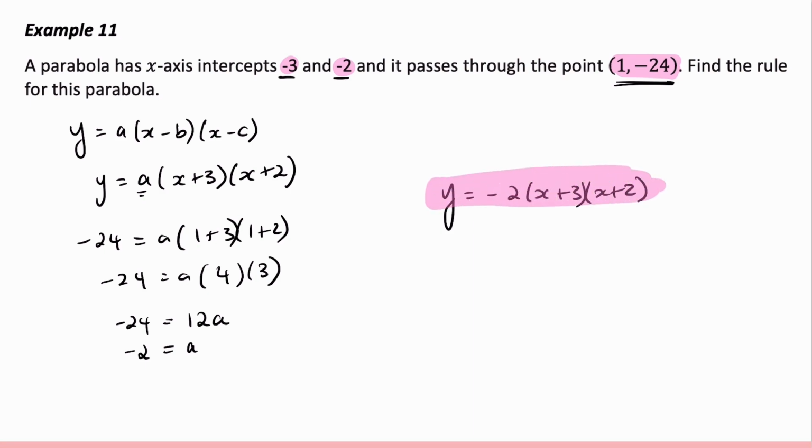So steps for this one. First thing, determine what information they've given you. So in this case, they've given me the x-intercepts. Ensure you have one other point. I guess that would be step 2. And just substitute it all in.